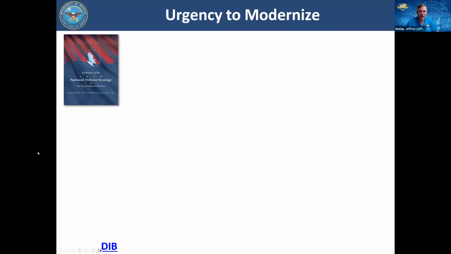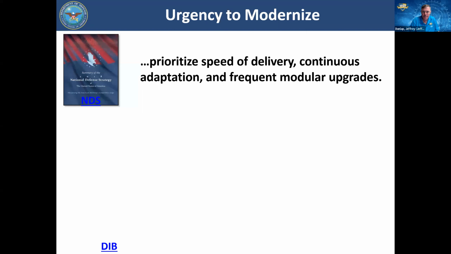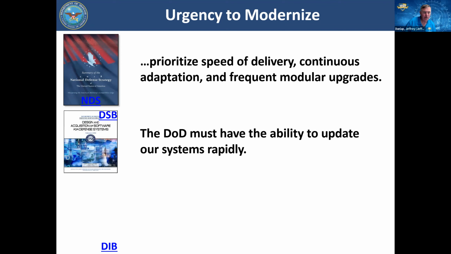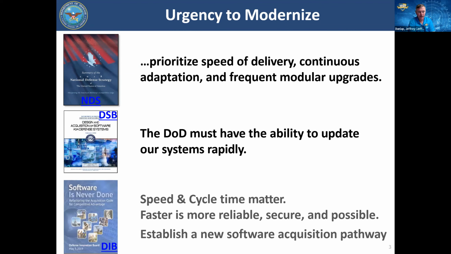Here's one of the urgency-to-modernize documents, the 2018 National Defense Strategy. It said these words, and the latest documents say these words also: we need to prioritize the speed of delivery, continuous adaptation, and frequent modular upgrades. Software, right? We've got to be able to do it. The Defense Science Board, in the report they put out, said the DoD must have the ability to update our systems rapidly. You don't update your systems rapidly following waterfall. And the Defense Innovation Board from 2019 basically said software is never done. That's not my quote, but it said speed and cycle time matter. Delivering software faster is more reliable, it's more secure, and it's possible today using the technologies and cultural changes.